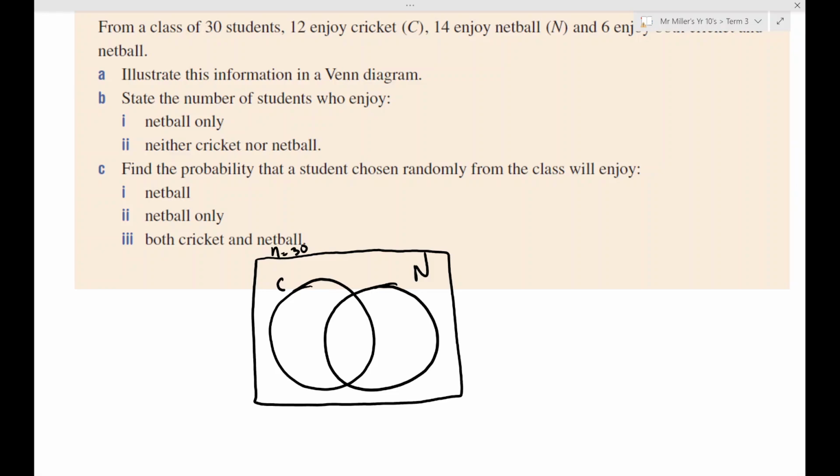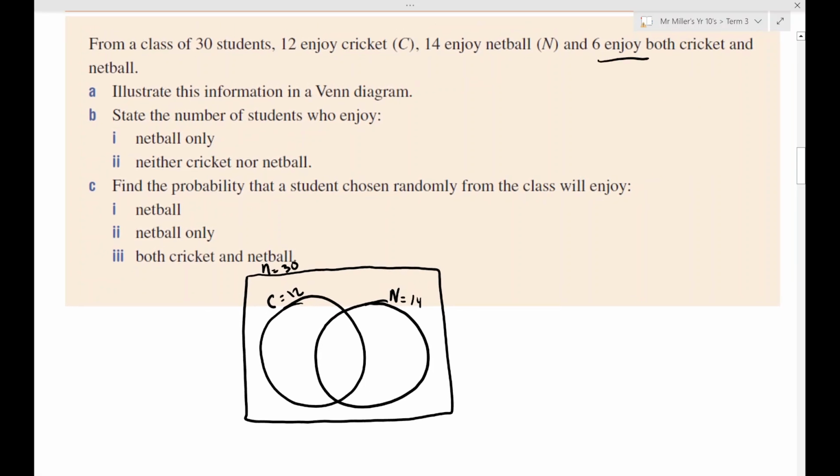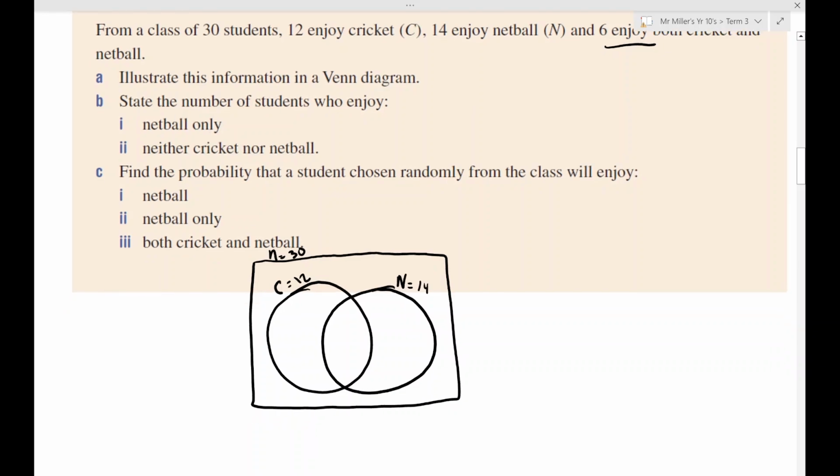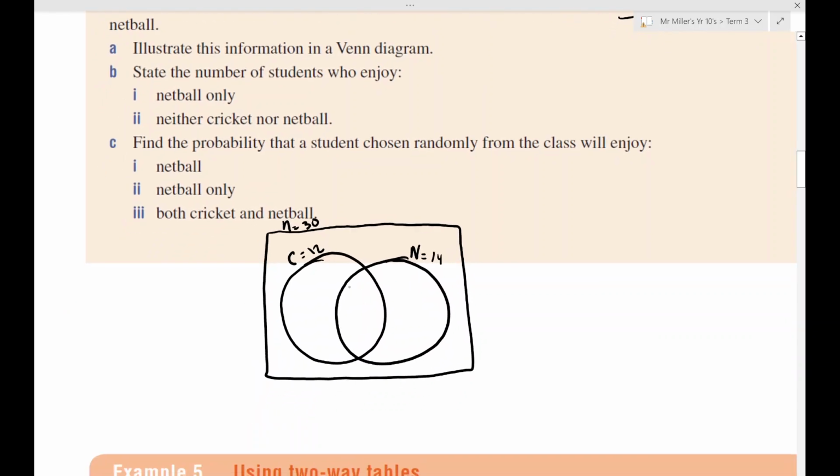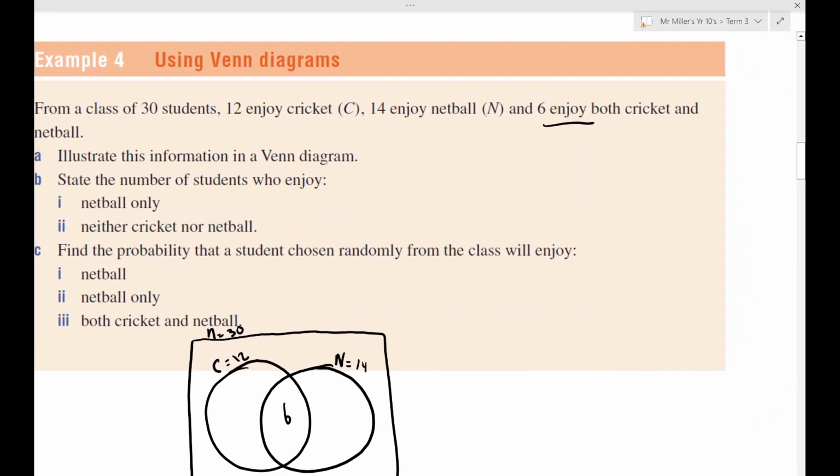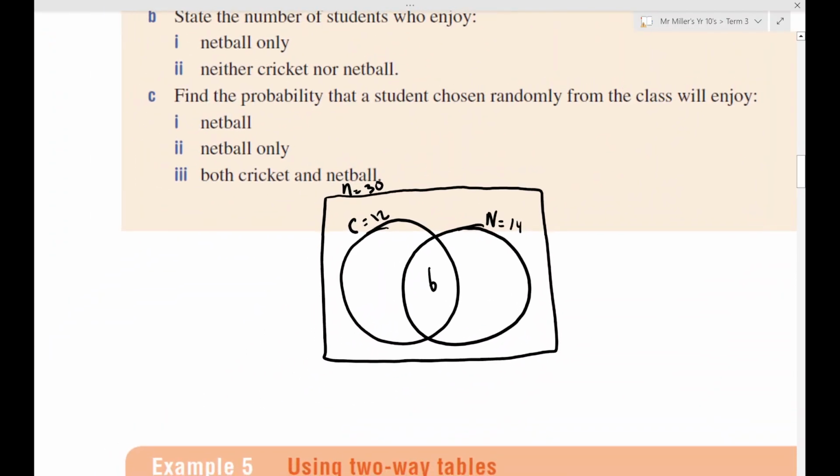And I know 12 enjoy cricket, so I'm not going to put that 12 in here straight away, right? I'm going to say C is equal to 12. I'm not going to put any information in just yet. And let's say netball, number of people who enjoy netball, that's 14. So now the information I do have, 6 enjoy both cricket and netball. So I know if they enjoy both cricket and netball, they're in this intersect region here. There's 6 of those people in here. So 6 people enjoy both cricket and netball.